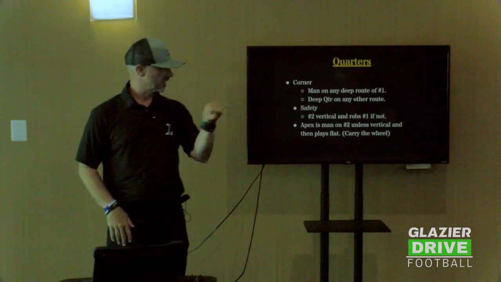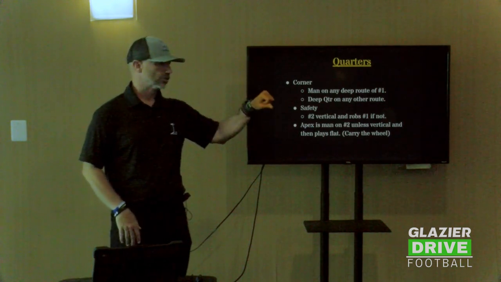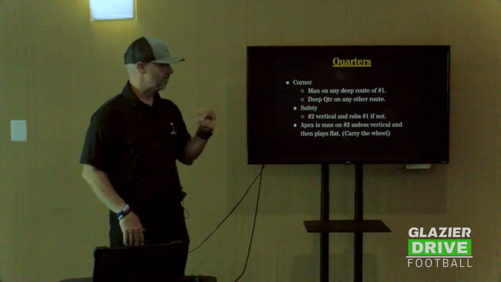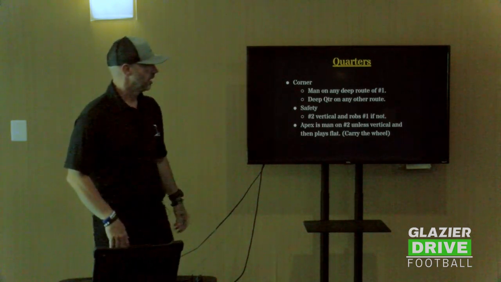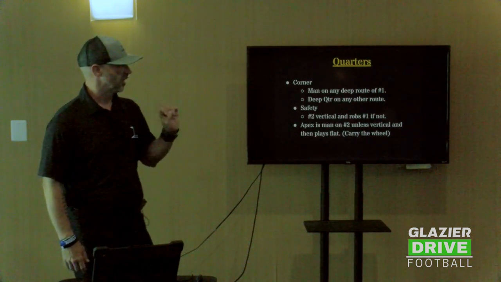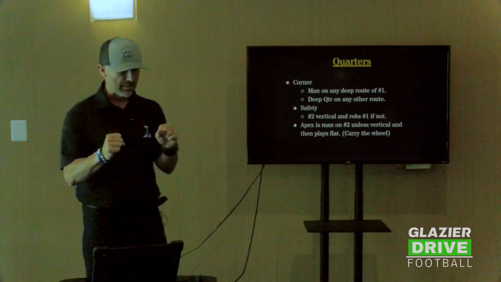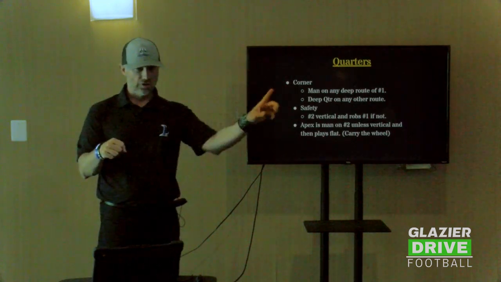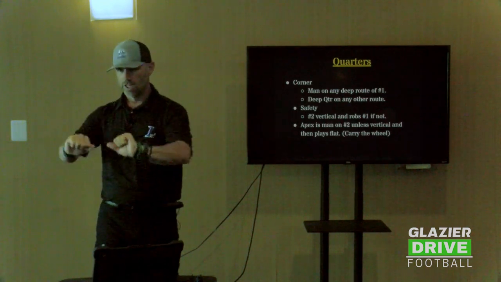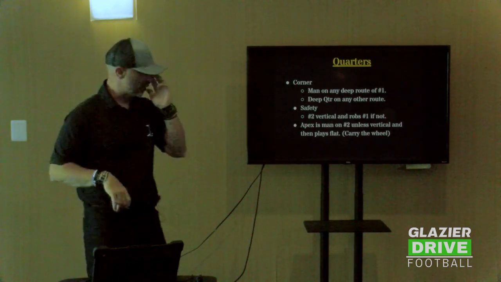If number 2 slants inside, if he goes out flat, if he does a bubble, he's going to stop and he's going to rob or help number 1 if not. The apex is man on number 2 unless vertical. So the apex is going to be man on number 2. If he goes out, he's going to go. If he's on slant, he's going to go with him. If he goes vertical, he's going to chip him and let the free safety have him.